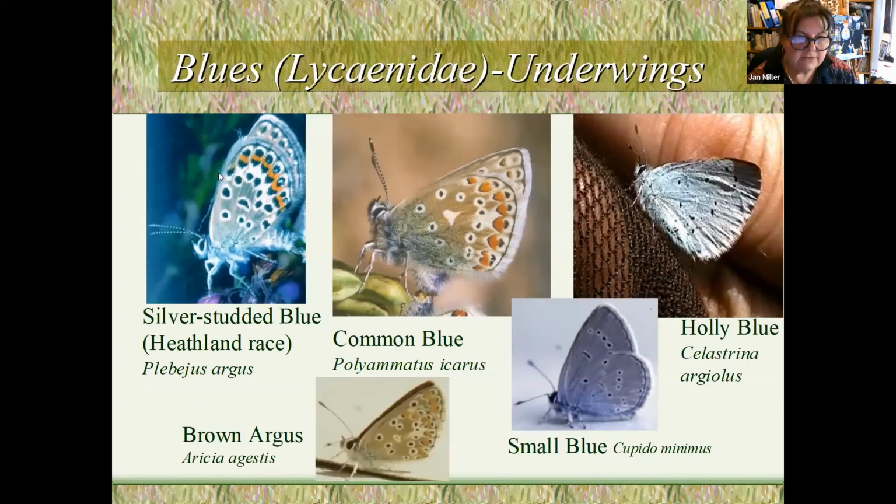And the silver-studded blue heathland race also has the orange making more of a straight band right along the edge. Here you can see the silver studs again. And there's the common blue again to compare it with.